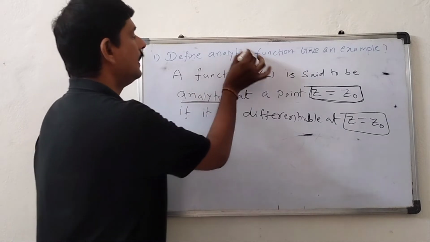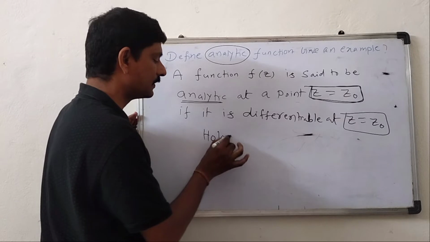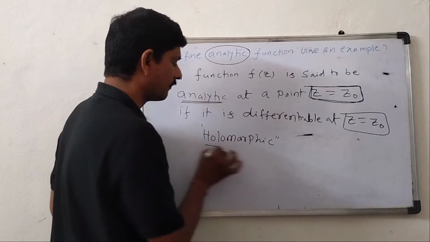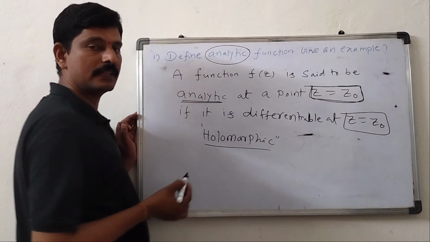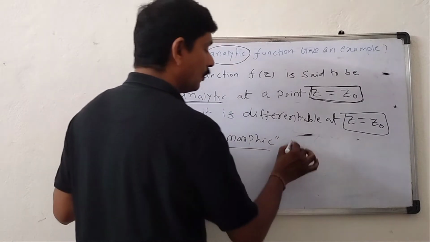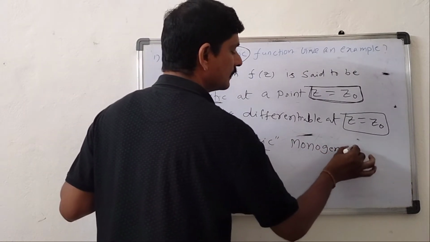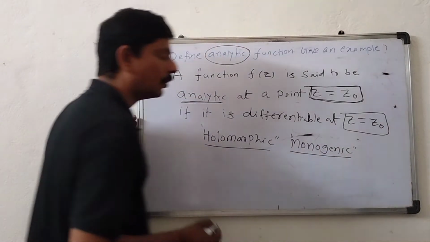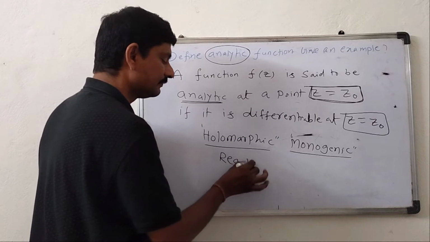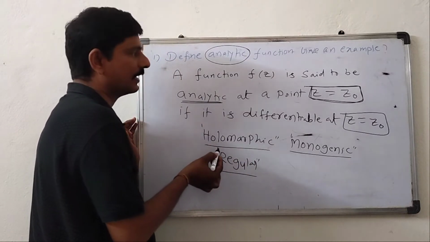Now analytic function is also called holomorphic. Sometimes in your exam the question, define holomorphic function, is also asked. Holomorphic and analytic function are the same. And analytic function is also called monogenic function, and also regular function. So these are all synonyms of analytic function.